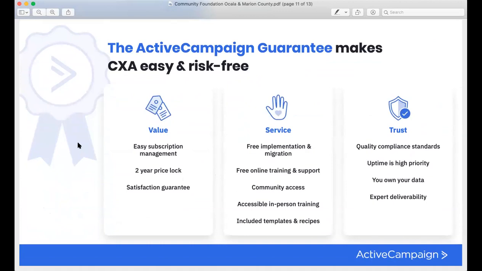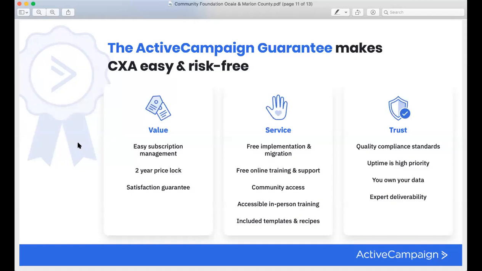Also, something that I want to share is, besides the technology, what else can ActiveCampaign provide? There is quite a bit of value and service and trust. This is our guarantee. If you get started with ActiveCampaign, we provide a 2-year price lock. It's very easy to manage your subscription within the solution. Also, we provide a lot of services that are not additional costs.